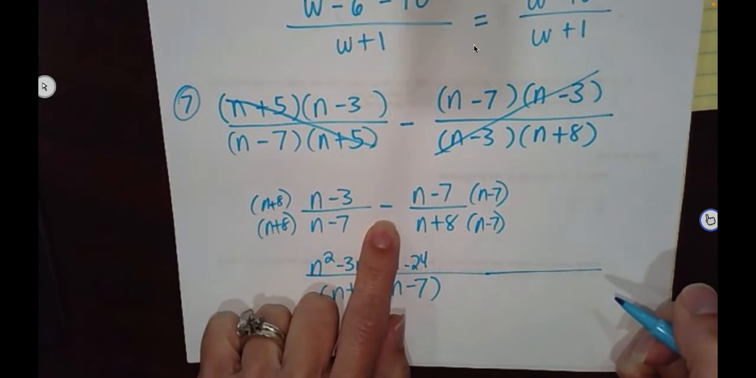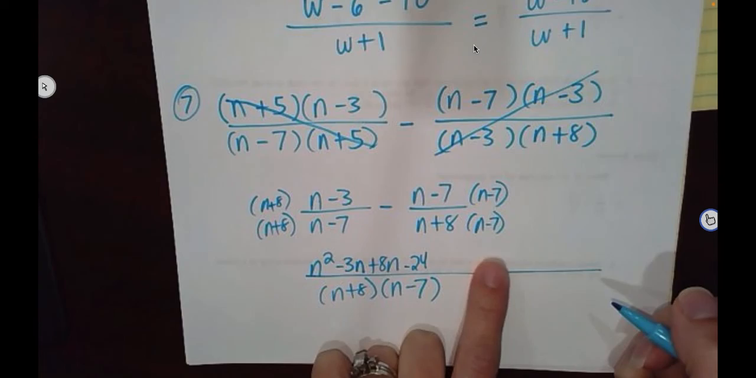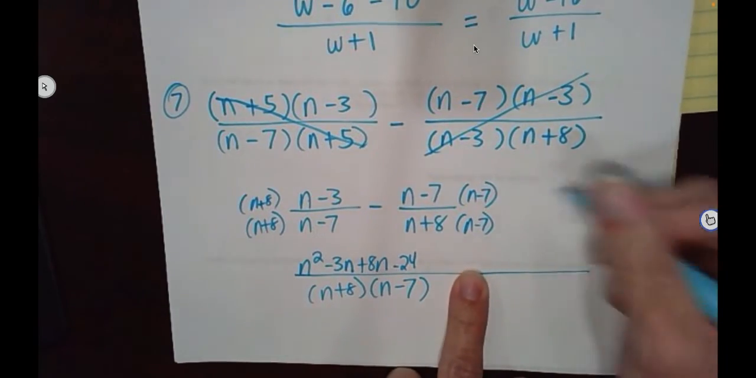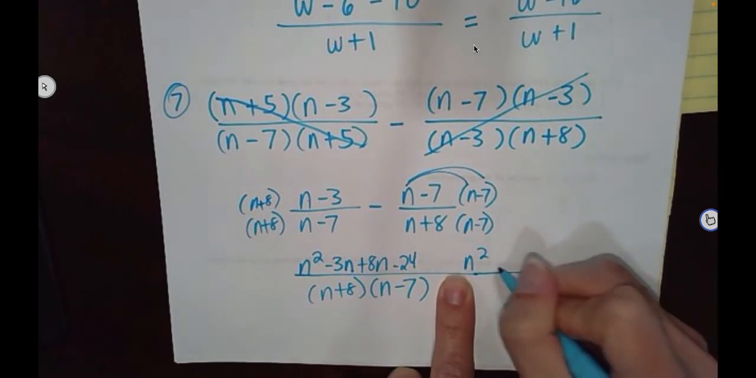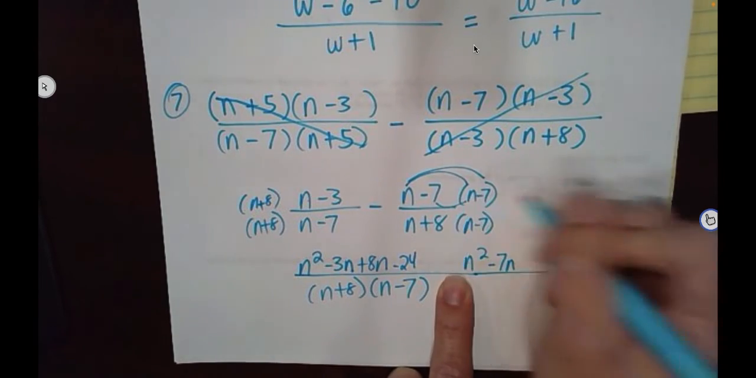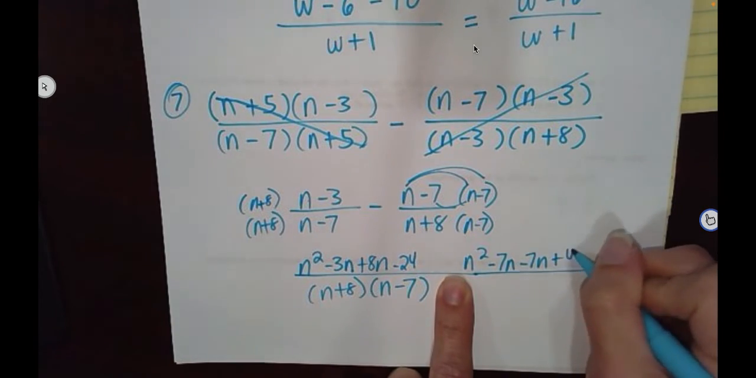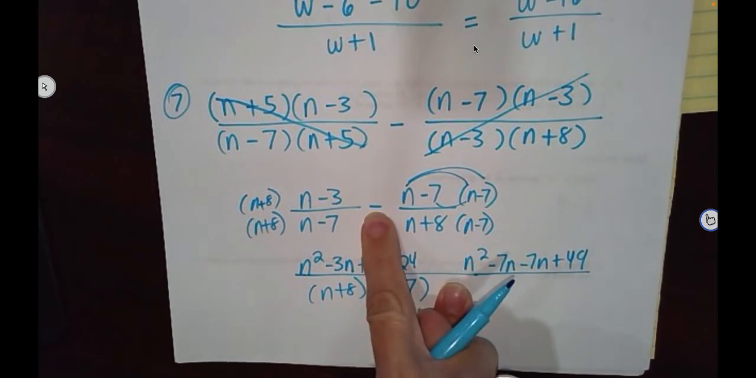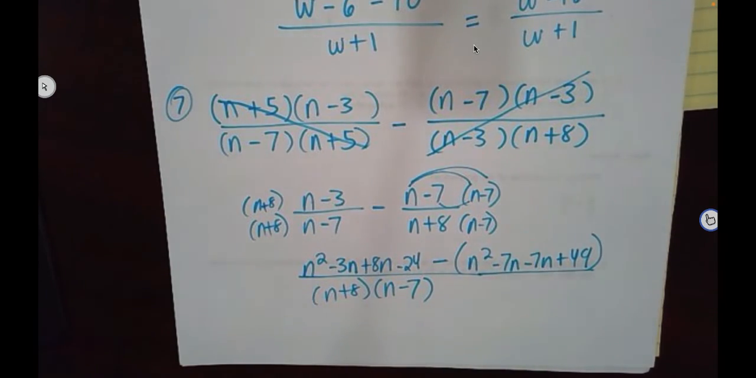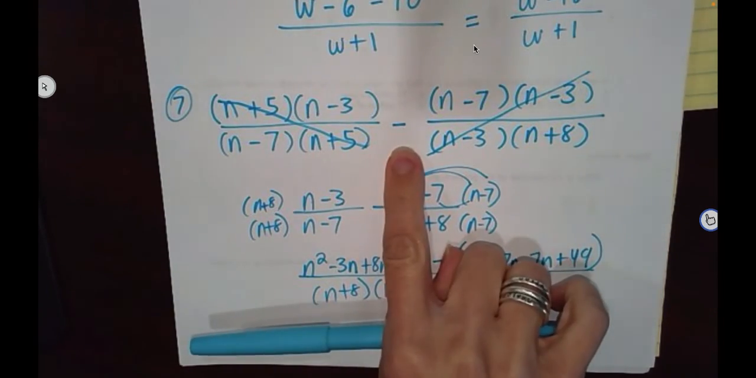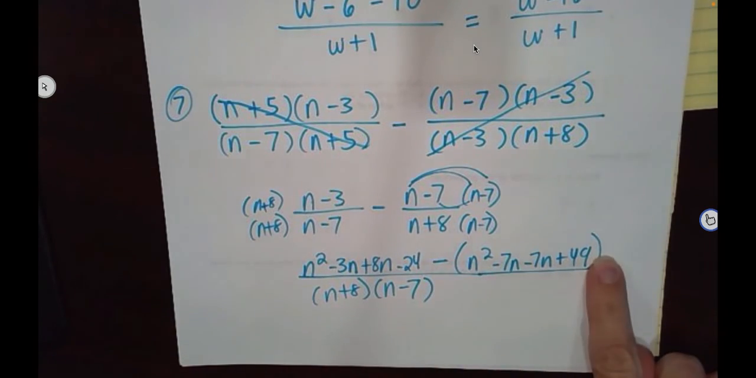Now, I'm going to be careful in a second. Let me write this whole other one. I'm going to kind of leave a space. What's n times n? N squared. N times negative 7, negative 7n. Negative 7 times n, negative 7n. And negative 7 times negative 7, 49. Now, here's the thing. I have to subtract all that. Correct? Does everybody understand that? Yes. That is a subtraction sign. I have to subtract all those things.